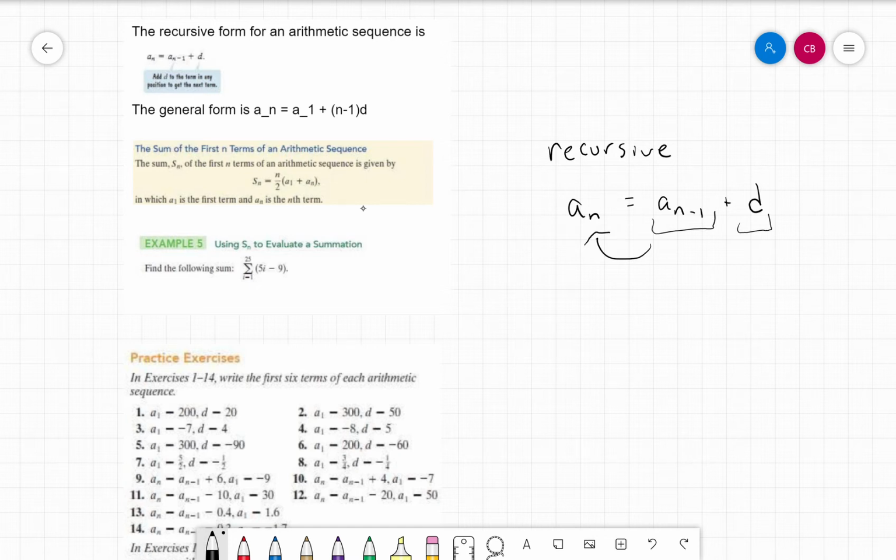The other general formula is a_n is equal to a_1 plus (n minus 1) times d. Remember, this is the formula where I wrote n times d, but it's n minus 1 times d. You have to account for the first term.